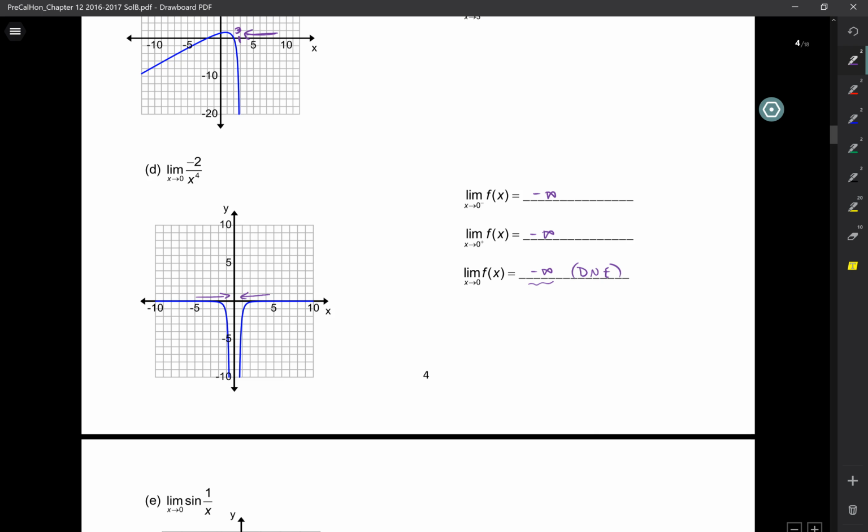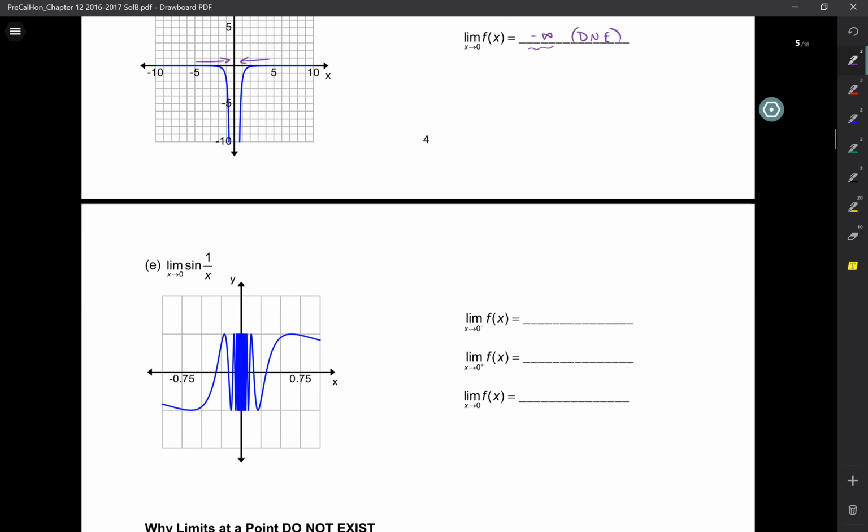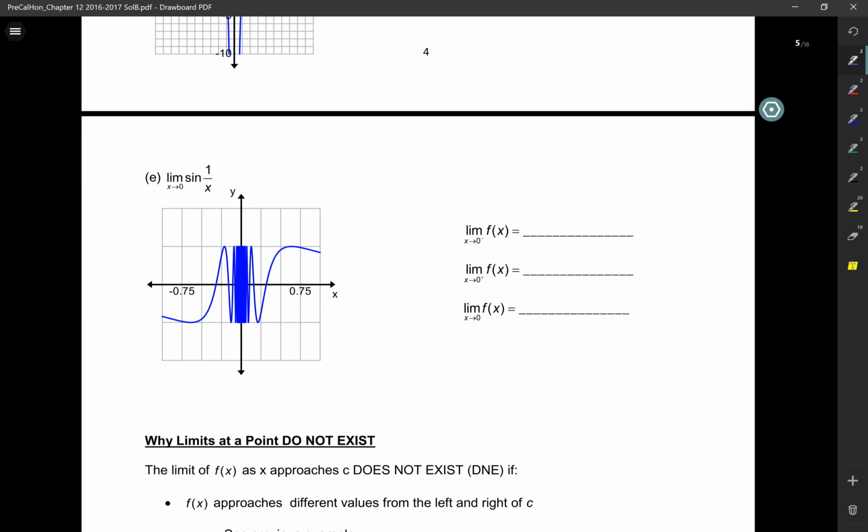And if you just write negative infinity, that's fine. Okay? So negative infinity is okay, but DNE without the negative infinity, that's not okay. Okay. So let's take a look at this one.